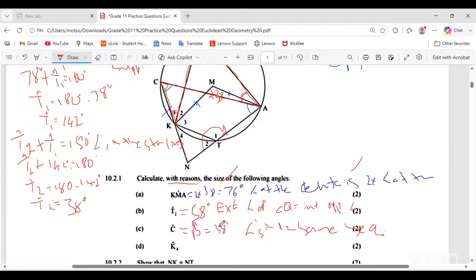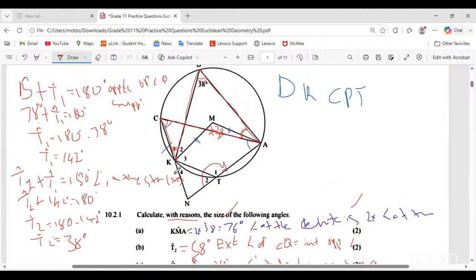D. We want the size of angle K4. Now, where is K4? Here is the K4 that we are looking for. How are we going to find that K4? Let me think. Okay, it is still not bad because I'm having a look at this quadrilateral here, and this quadrilateral here is a cyclic quadrilateral. Let's do this. This is a cyclic quadrilateral.